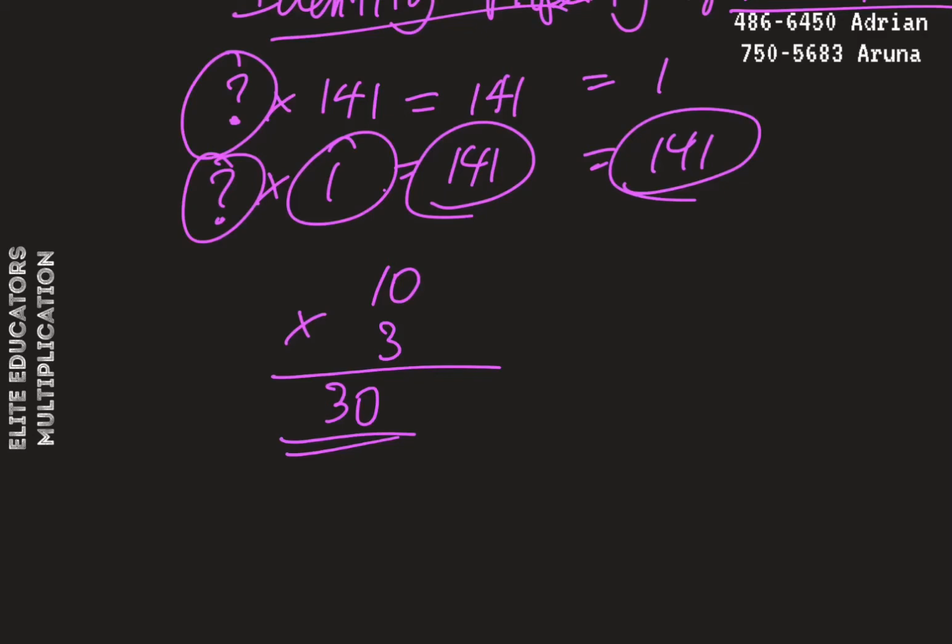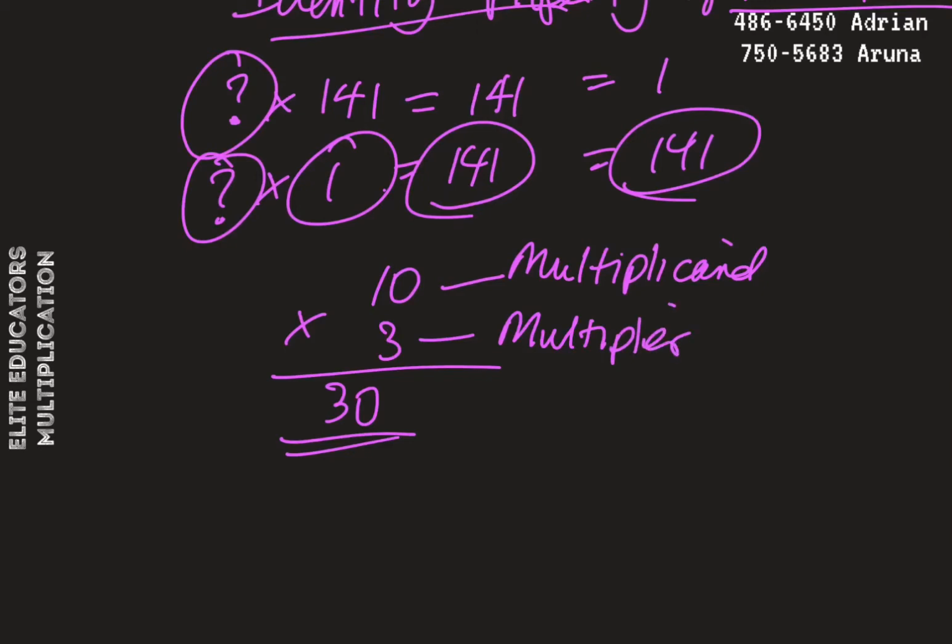So the name for this one is called the multiplicand. And this one here is called the multiplier, what you're actually multiplying by. And what we have here is known as the product. The most important part of this here is straight up the product. I just want you guys to learn this.